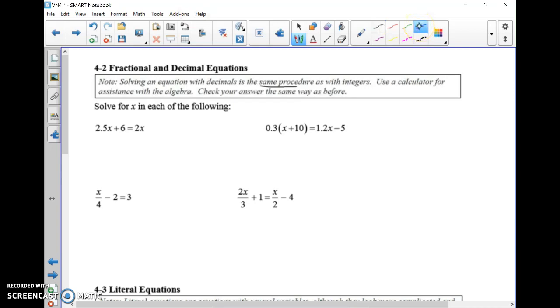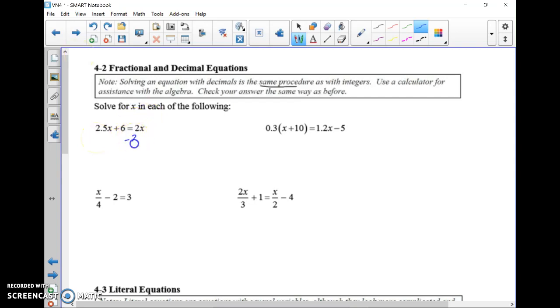As far as decimal equations go, like this first one here, 2.5x plus 6 equals 2x. Well, just like we did, we're trying to combine these like terms. These are on opposite sides of the equal sign, so I can't just combine them as they are. I've got to move one over to the other.